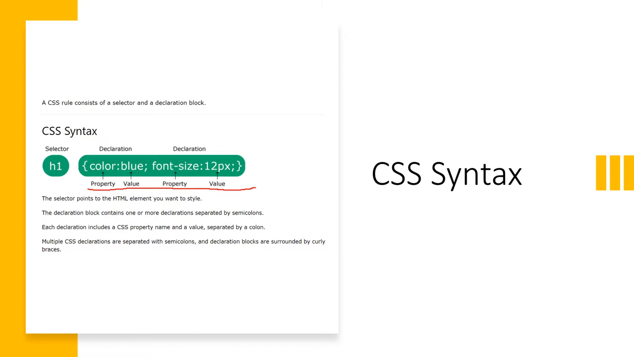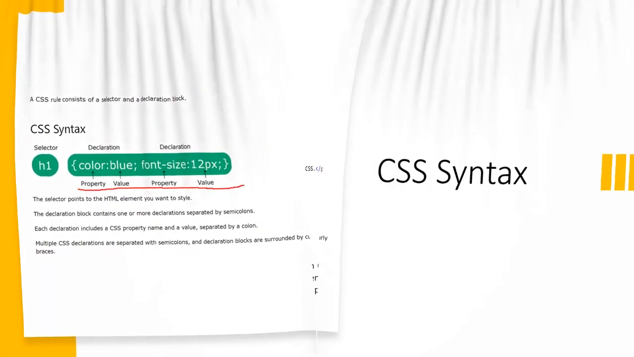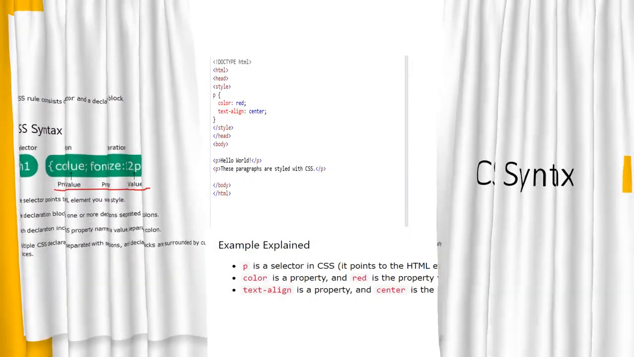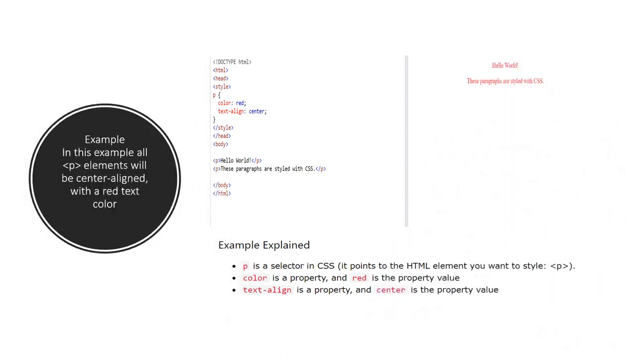For the color property I'm giving the value blue, and for the font size property we are giving the value of 12 pixels. I am giving the h1 HTML element, the h1 heading, these particular properties. Using this syntax we can do the same declaration, or in a different manner also, by separating with curly braces. Here is another example where we are using a p element.